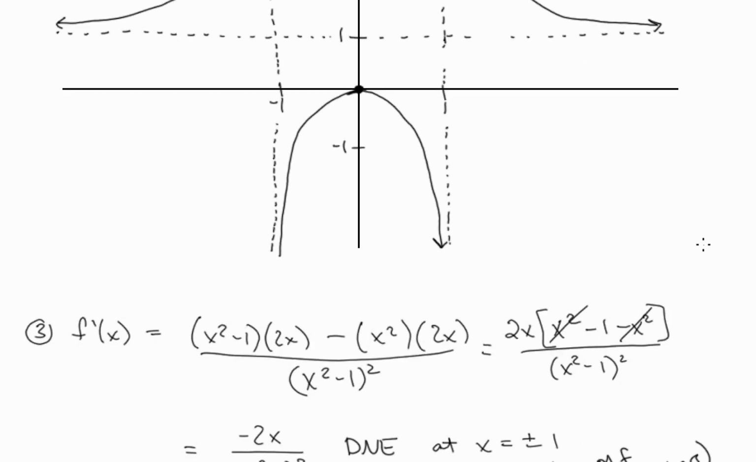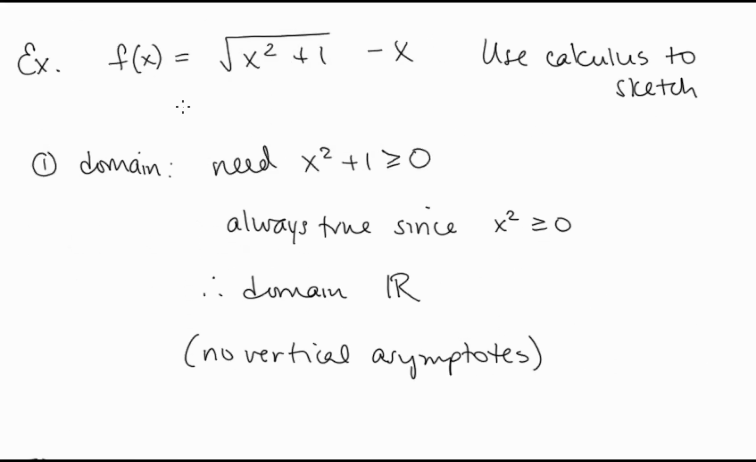Let's take a look at another. Here we have f of x equals radical x squared plus 1 minus x, and again we want to use calculus to sketch. So we're going to start with the domain, and notice here, because we have a radical, we need to make sure that x squared plus 1 is greater than or equal to 0. But notice this is always true because x squared is always going to be greater than or equal to 0. So our domain here is the entire real line. So that means we're not on a restricted domain, and also we're not going to have any vertical asymptotes.